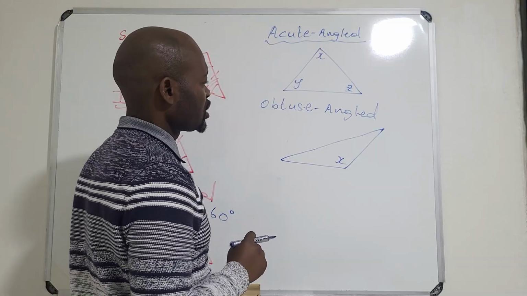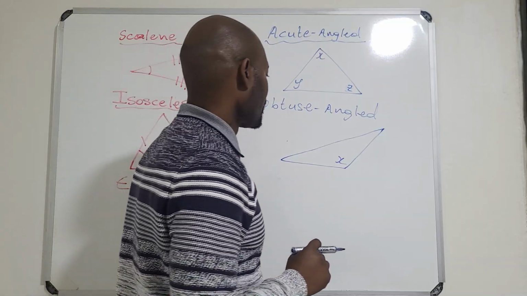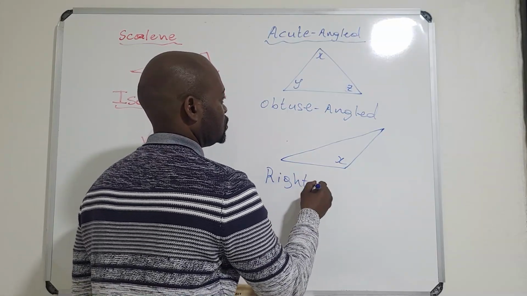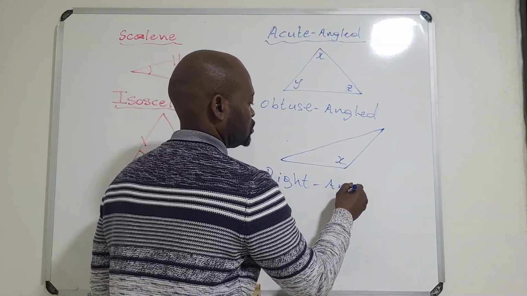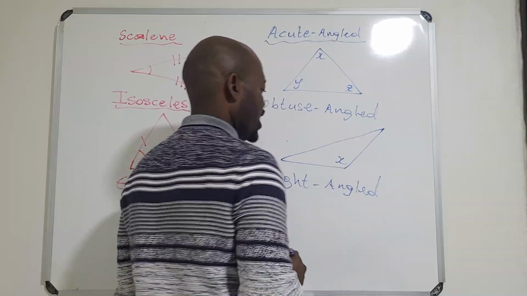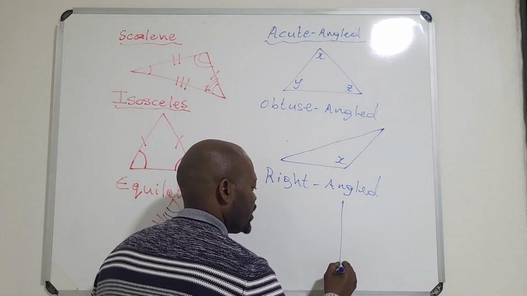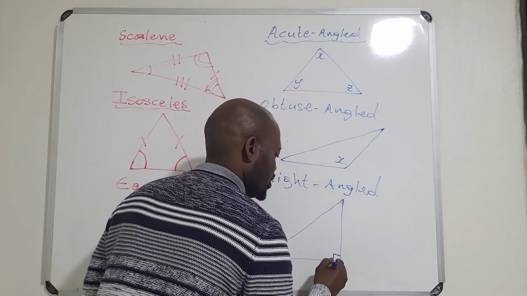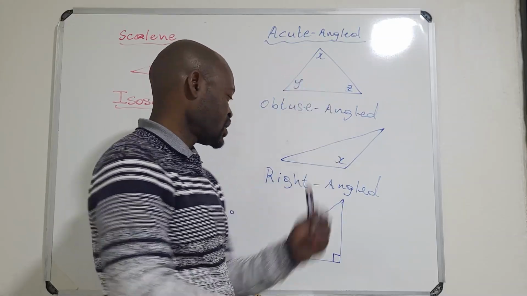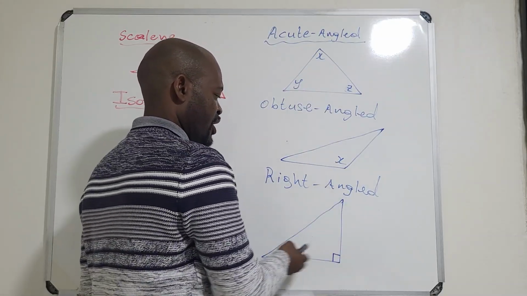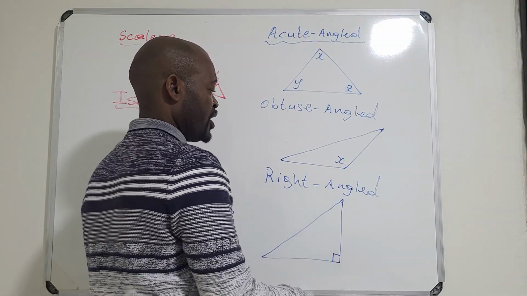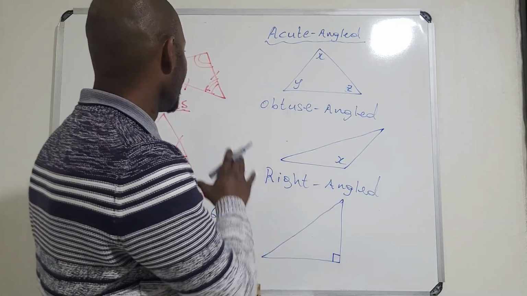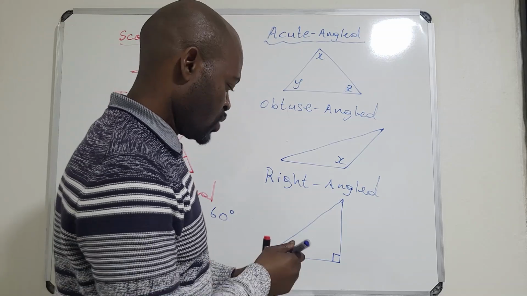Now, we also want to talk about the right-angled triangle. In the right-angled triangle, one interior angle is 90 degrees, or it's a right angle. And we know if we've got two perpendicular lines, then we have a right angle. And a right angle is equal to 90 degrees. Therefore, it means one interior angle must be 90 degrees. Therefore, these are the types of triangles that we are going to be looking at.